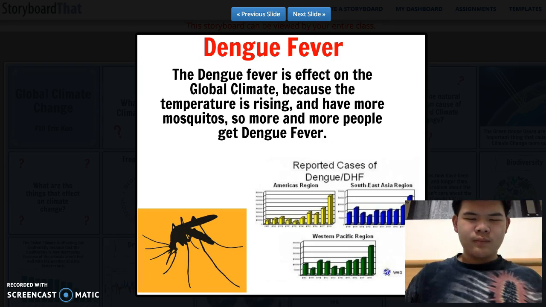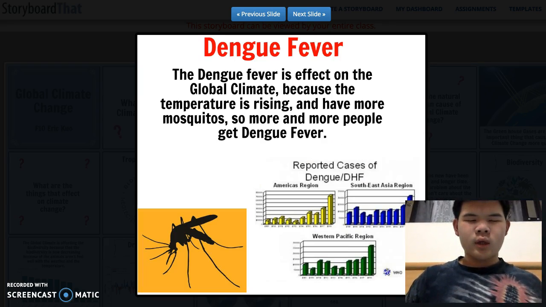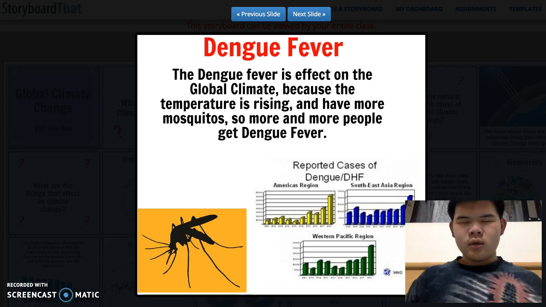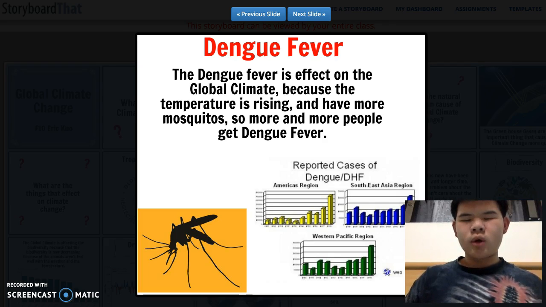Tropical disease. According to WHO, in this data, because the temperature is rising, there are more mosquitoes carrying the virus of dengue fever. So more and more people are getting dengue fever now.